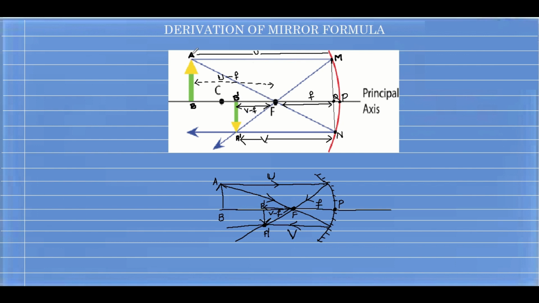Similarly, the whole distance from object to mirror is the object distance, and this is the focal length. So the distance from the principal focus to the object is u minus f. So this is v minus f and this is u minus f. These are the things you need to consider. I hope you understood how to construct the formation of an image.